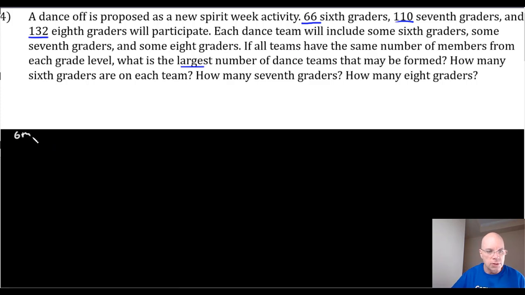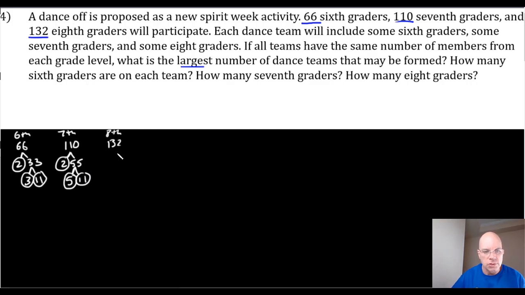The 6th graders, there are 66 of them, which is 2 33s. 33 is 3 11s. 7th grade has 110 students. That's 2 55s. And 55 is 5 11s. As I find prime factors, I circle them. The 8th graders have 132 students, which is 2 66s, and 66 is 2 33s, and 33 is 3 11s.